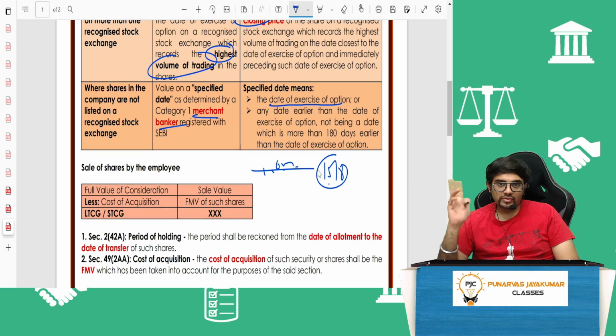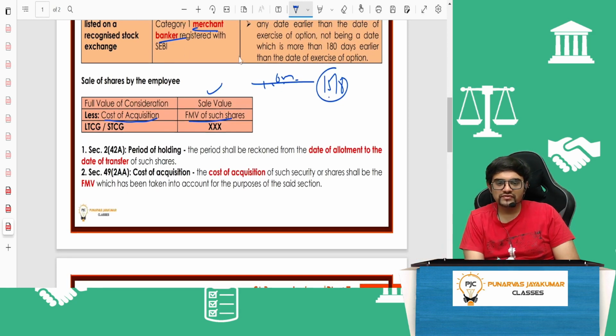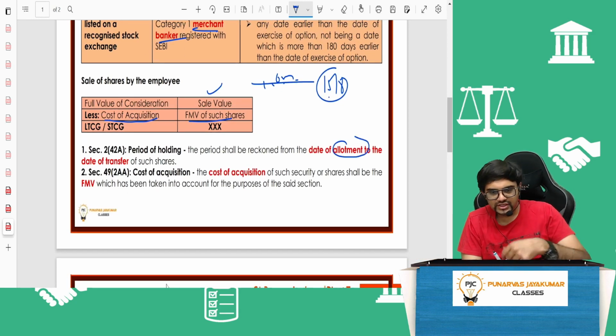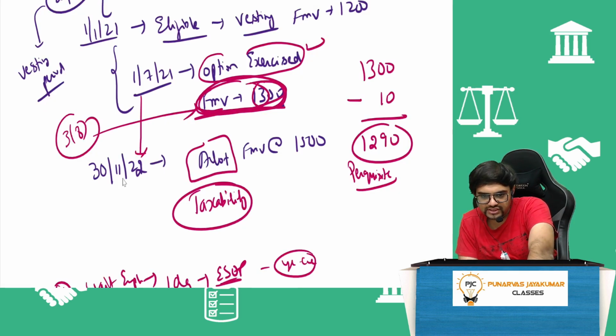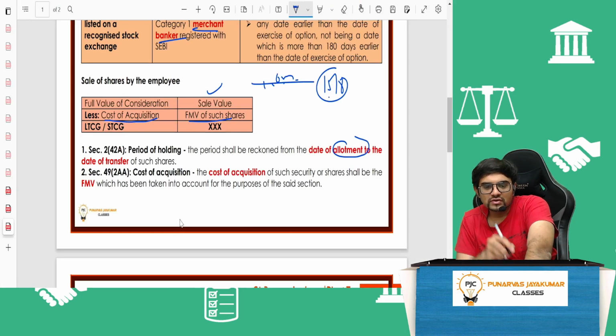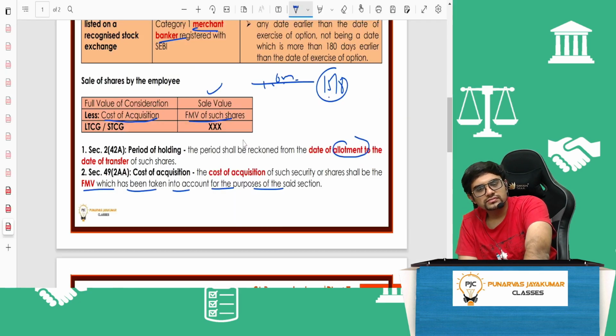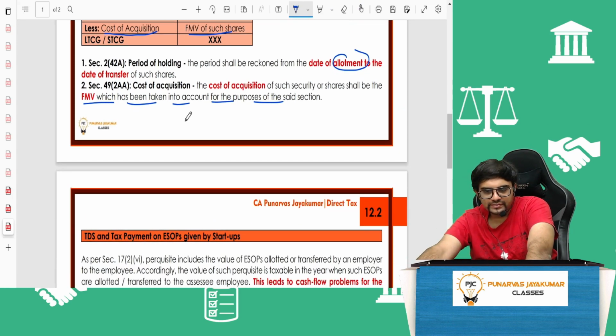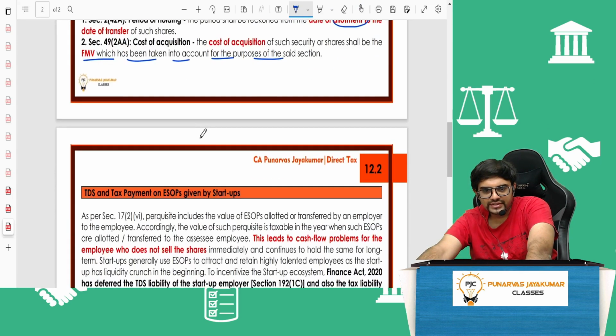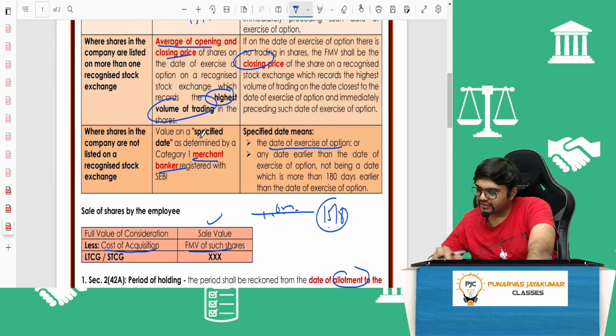That's it. When the employee is selling shares, the full value of consideration, the sale value, less cost of acquisition will give the gain. LTCG or STCG will come. What is the period of holding? Obviously, it will start from the date of allotment. What is the cost of acquisition? It shall be the FMV which has been taken into account for the purpose of the section. So for him it is 1300. This is what is taken into account. That is all I'll have to pay. This is how it is calculated. Very, very simple.